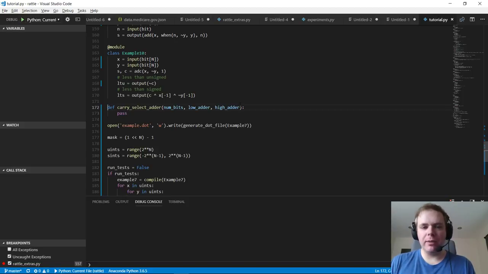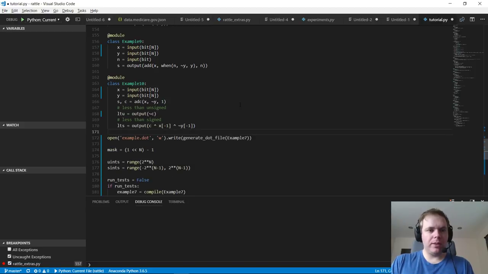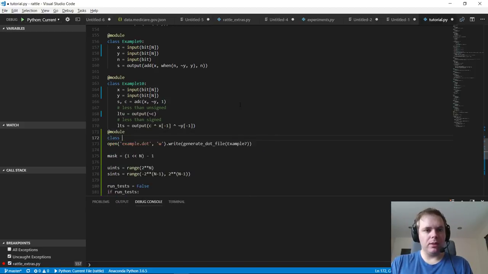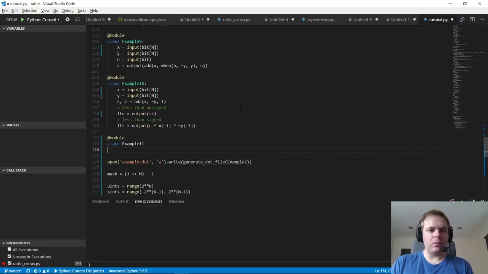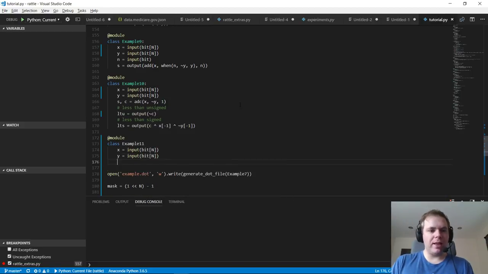So let me see here. What do we have to feed in? Maybe that's not the right way to do it. Actually, let me do it more manual, so you can see exactly what's going on. Let me just write this as directly as example 11. So we have x and y, and they're 8 bits. So n over 2 is 4 bits.